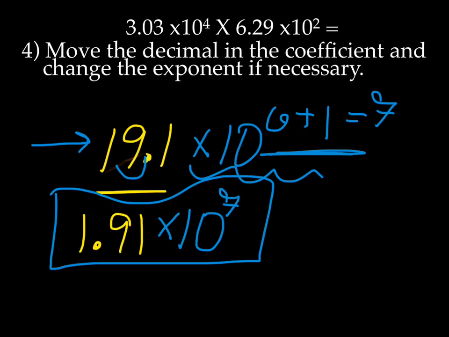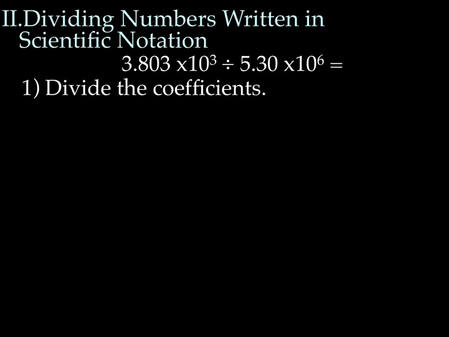So now you know how to multiply numbers written in scientific notation. You multiply the coefficients, you add the exponents, you put the answers together, checking for appropriate significant figures and scientific notation. All right, let's move on to dividing numbers written in scientific notation.